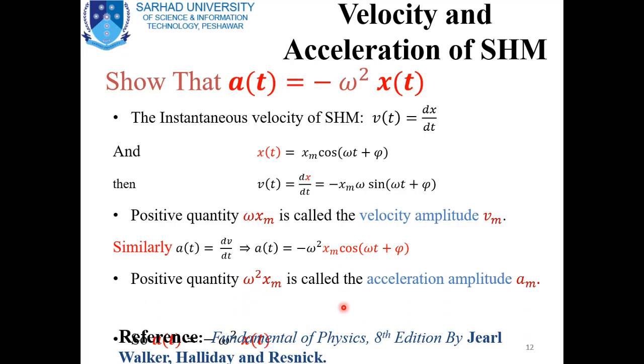we will get a is equal to minus omega square x of t, and again the term omega square xm is called the acceleration amplitude, which is a positive quantity. So in this slide we proved that acceleration is equal to minus omega square into x, which is simply the definition of simple harmonic motion.